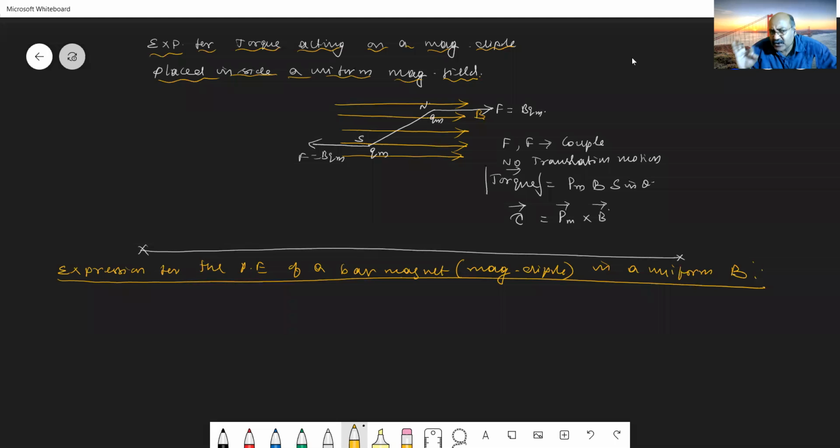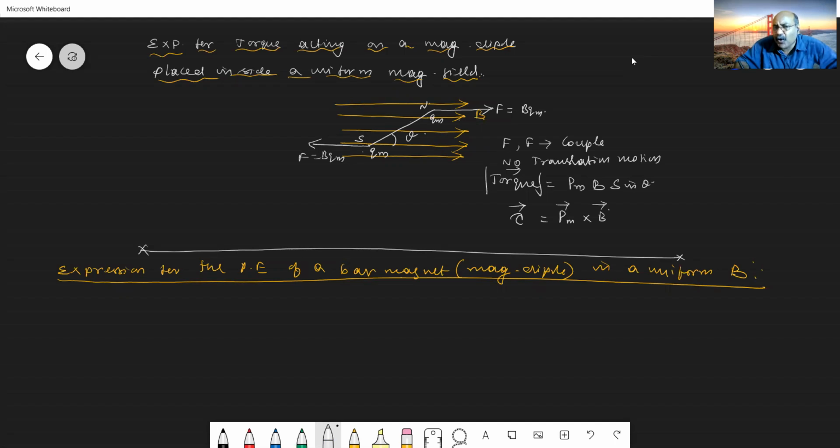Today, we are going to study an expression for the potential energy of a bar magnet or a magnetic dipole in a uniform magnetic field. For studying this, let us consider the expression for torque acting on a magnetic dipole placed inside a uniform magnetic field, which we studied in our previous class. So, consider a bar magnet or magnetic dipole placed at an angle theta inside an external uniform magnetic field B.